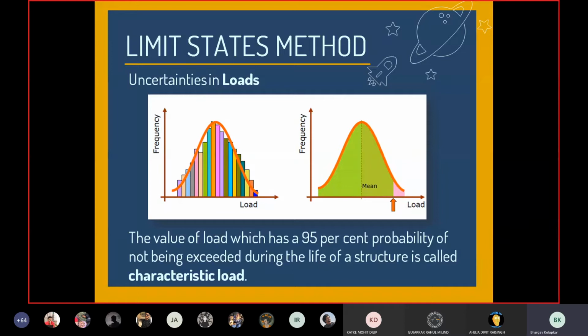Like we have characteristic strength, we have what is called characteristic load. So it is that value of load which has a 95% probability of not being exceeded during the life of the structure. Meaning that if you're designing a college building for a certain live load, say you design it for 4 kilonewton per meter square, and say the design life of this building is 100 years, there is a 95% probability that this load will never be exceeded during the life of the structure.